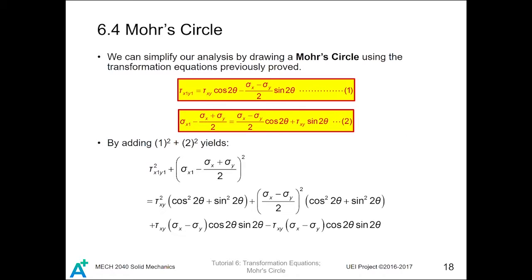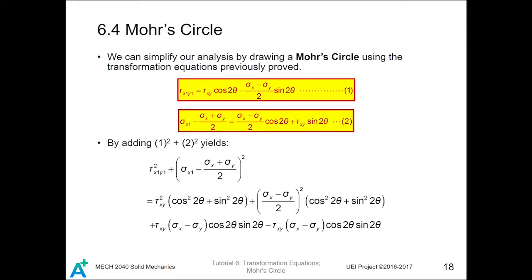And we do a little bit of modification on the transformation equation of the direct stress. That is, we put this term on the left hand side. So originally, it is something like sigma x1 equals sigma x plus sigma y divided by 2, plus sigma x minus sigma y divided by 2 cosine 2 theta plus tau xy sine 2 theta. Okay, so we just put this term to the left hand side to get number 2. Now what we have to do is square both of the equations and add them together.